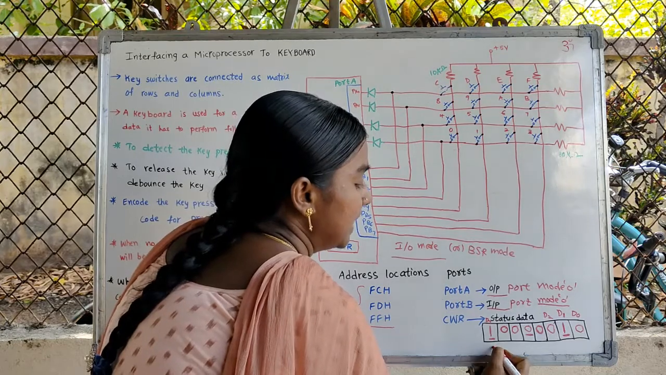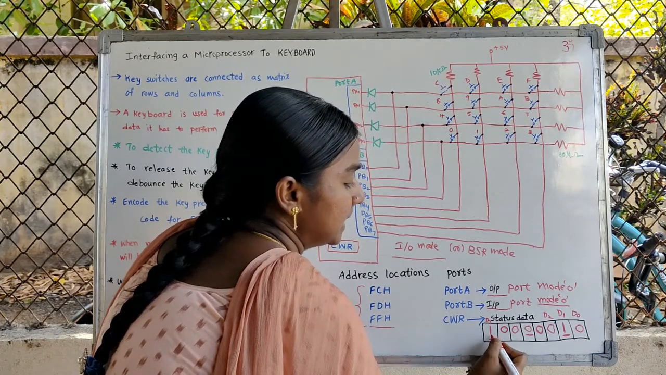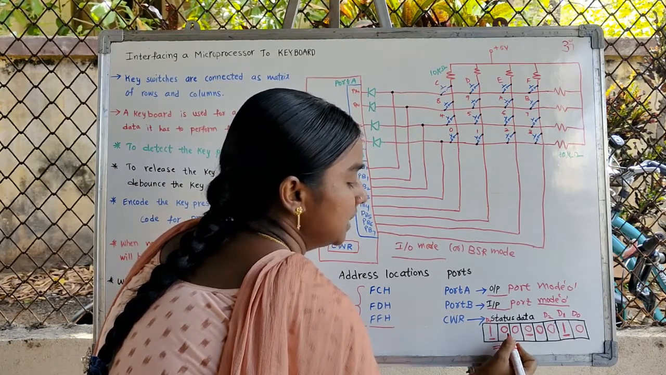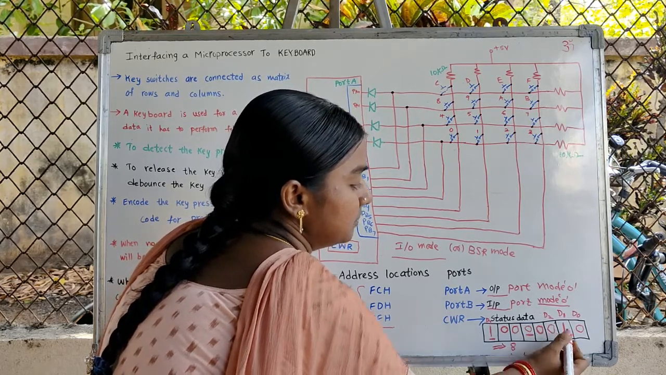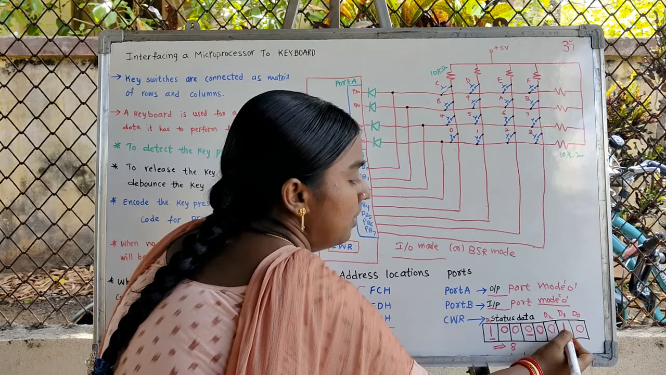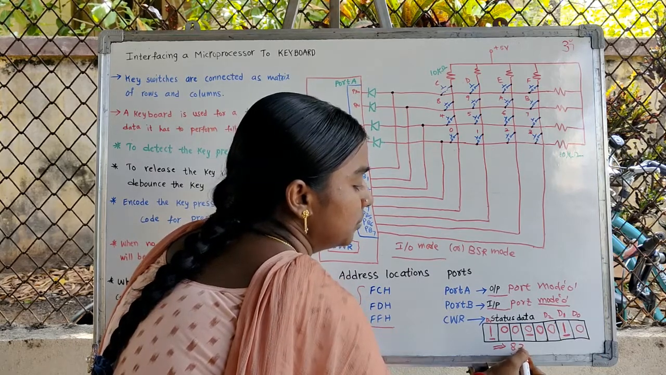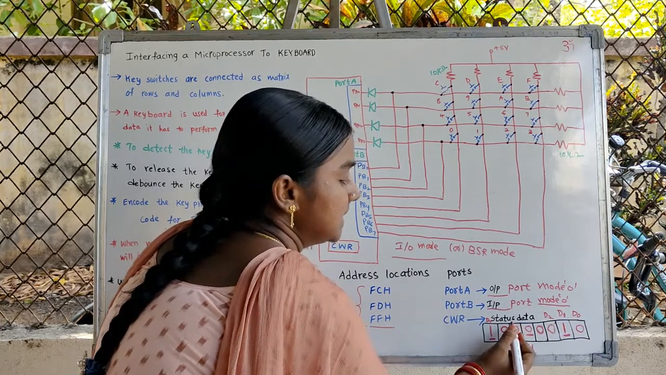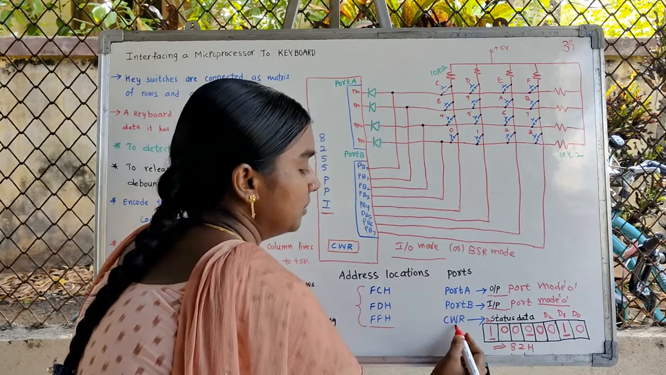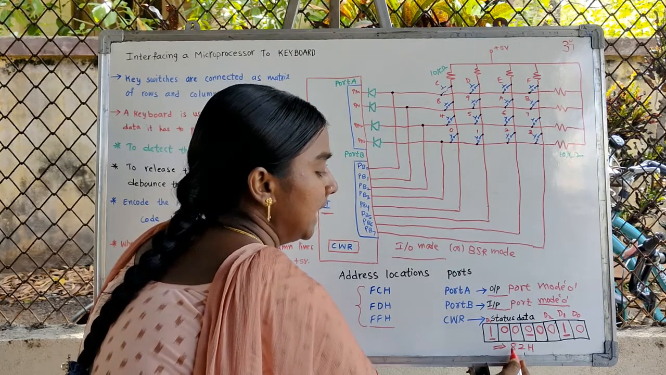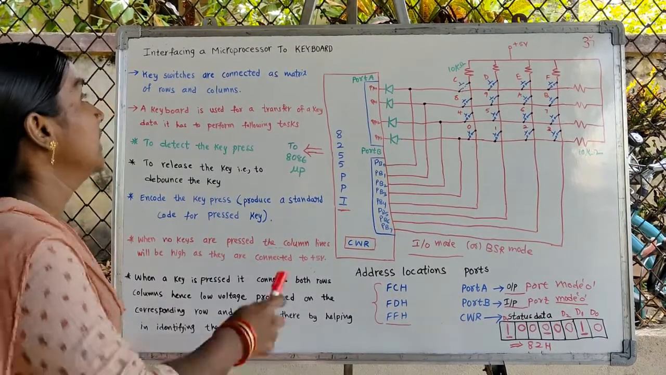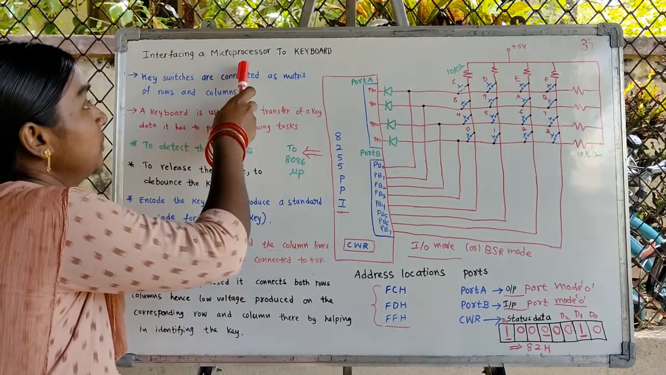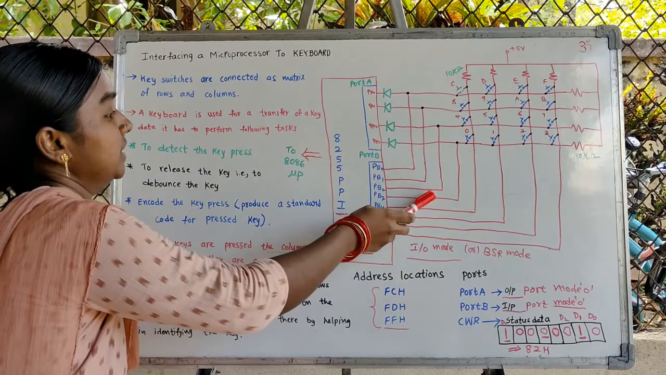Finally, we write the hexadecimal number by considering the 4 bits 1, 0, 0, 0, which is 8. The next 4 bits, 0, 0, 1, 0, are nothing but 2. So the status data of the control word register is going to be 82H. Some important points of interfacing a microprocessor to a keyboard of this configuration.